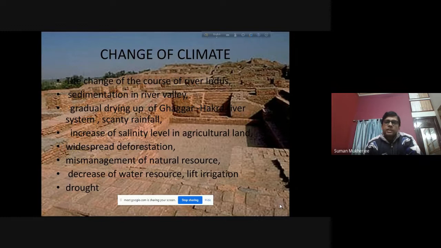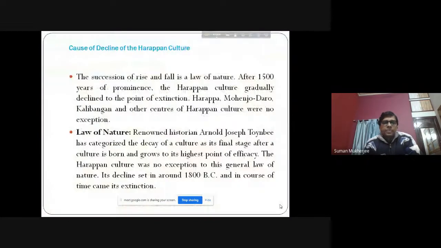Number three, gradual drying up of the Ghaggar river system, and a shortage of rainfall, increase of salinity level in agricultural land, widespread deforestation, mismanagement of natural resources, and decrease of water resources, lift irrigation, brought drought. So these are the climate change factors which led to the decline of the Indus Valley civilization.